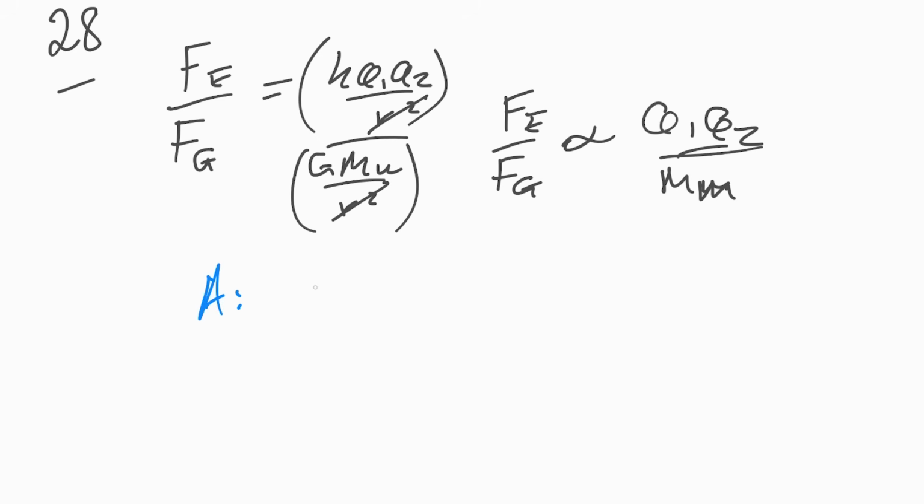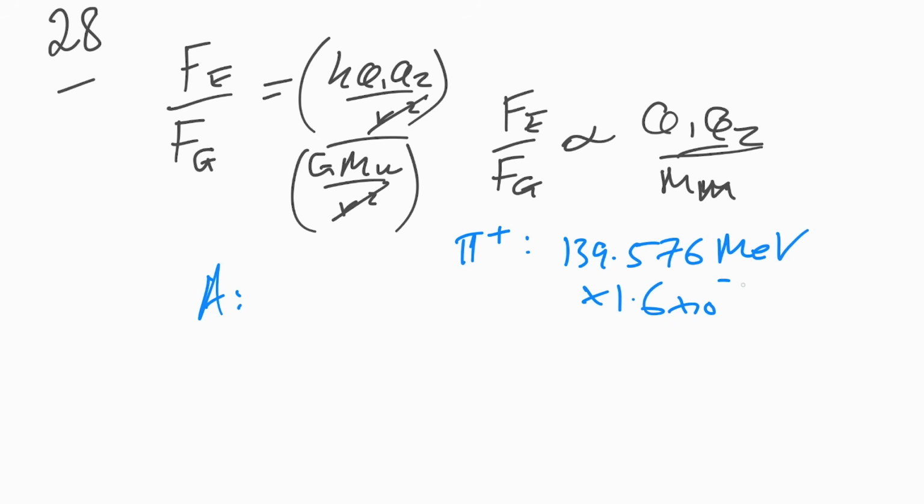So an electron and a positive pion. Oh, flip. I'm not going to convert that into kilograms, am I? I'm going to have to. So a positive pion, we're given it in mega electron volts. That's the problem. I don't know. Positive pion has a rest energy of 139.576 mega electron volts. If you turn that into joules, so times by 1.6 times 10 to the minus 13, we end up with 2.2 times 10 to the minus 11 joules.